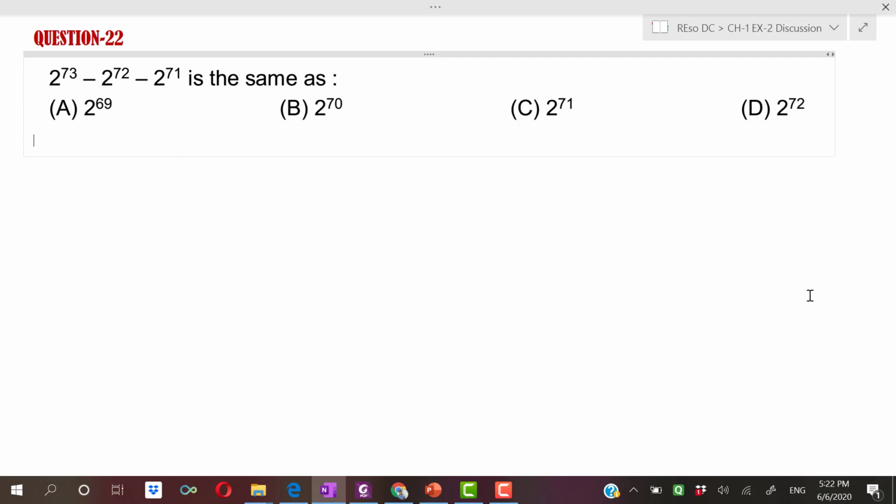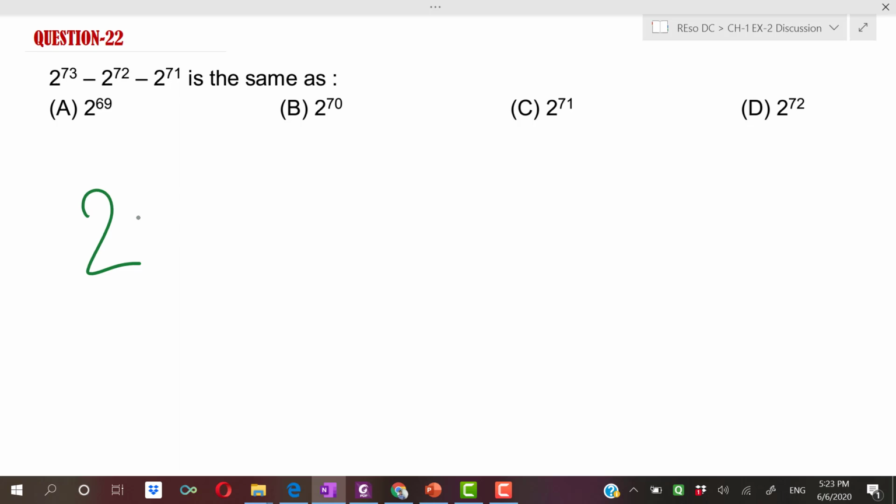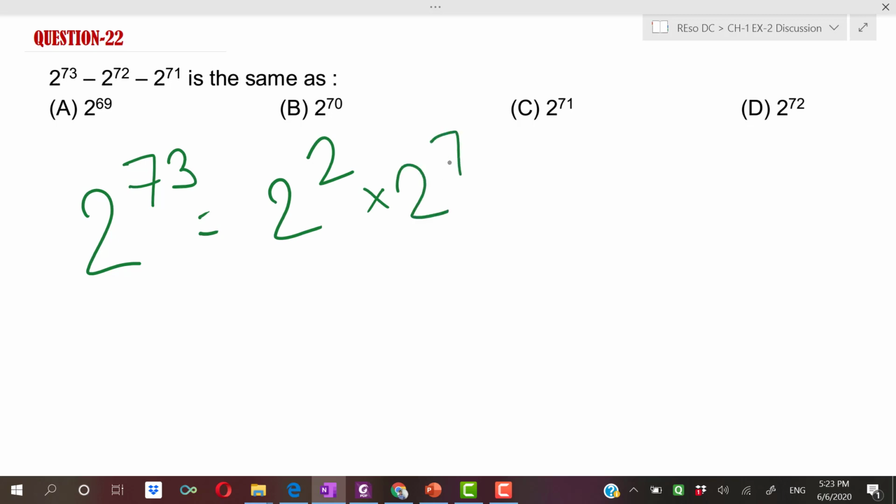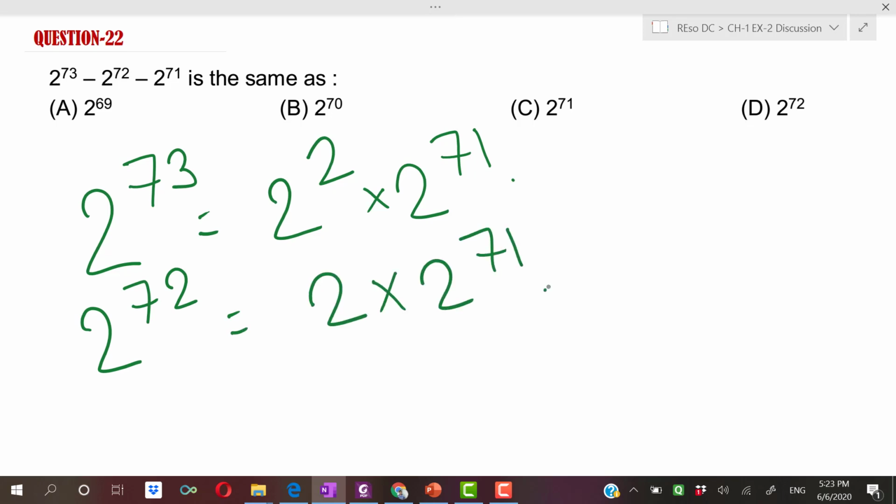Question number 22 is same as question number I guess 19 or 20 जो अपन ने अभी डिस्कस किया था. So what I will do here is I will write 2 raised to the power 73 as 2 raised to the power 2 into 2 raised to the power 71. Similarly, 2 raised to the power 72 can be written as 2 into 2 raised to the power 71.